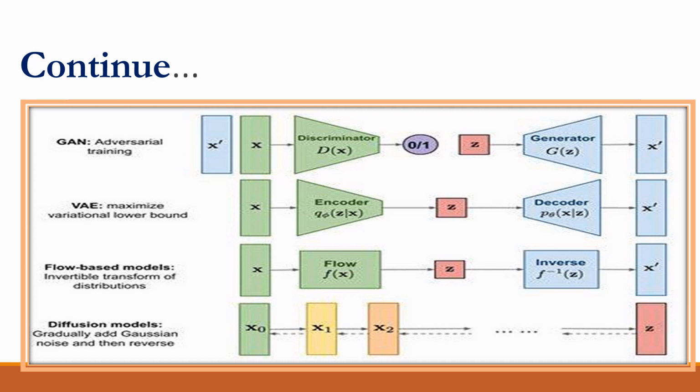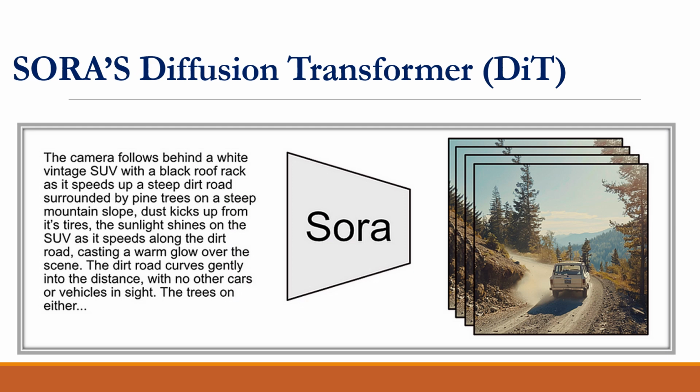For example, a diffusion model can be trained on a data set of images, where the model would learn to generate new unseen images by gradually adding noise to a clean image and then removing that noise in order to reconstruct the original image. So these models each have their own strengths and weaknesses. Then comes the Sora diffusion transformer model. As we are talking about the diffusion model, we'll take an example of this.